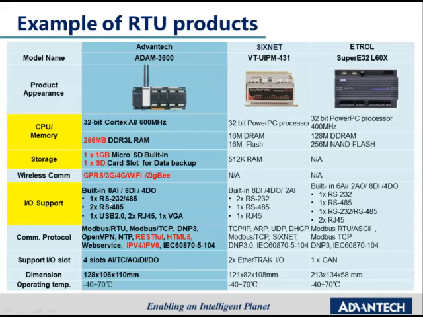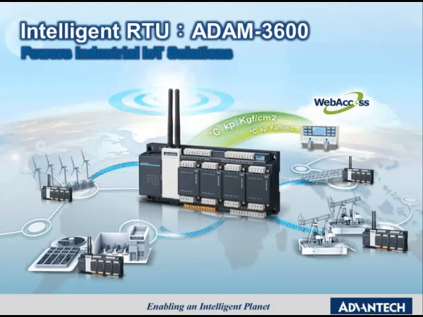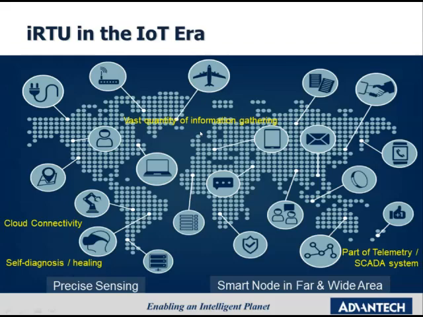Here, we also list out some products from our competitors. As you can see, some of the RTUs may not have the storage to save the data. In Advantech, we call our RTU product Eden 3600 iRTU, the intelligent RTU, which aims for IIoT, Industrial Internet of Things applications. Robustness for harsh environments and intelligence for self-diagnostic and healing make this product suitable for a wide range of IIoT applications in the world.